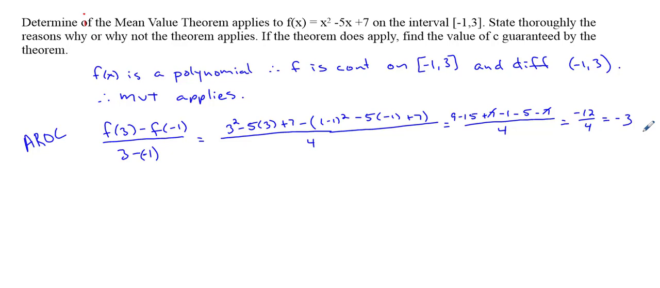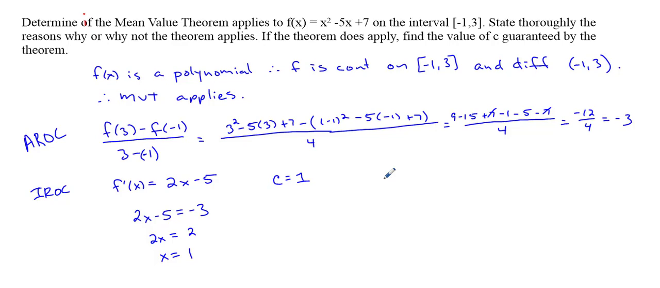So our average rate of change on those endpoints is -3. We have to find our instantaneous rate of change, which is our derivative, and set it equal to -3. Okay, so let's find our derivative. F prime is 2x minus 5. There's our derivative. We want our average rate of change to equal the instantaneous rate of change. So 2x minus 5 equals -3. So our slope of a tangent line has to be -3. We've done that before. Okay, 2x equals 2, x equals 1. So what's our C value? C equals 1. Again, C is that x value such that AROC equals IROC.